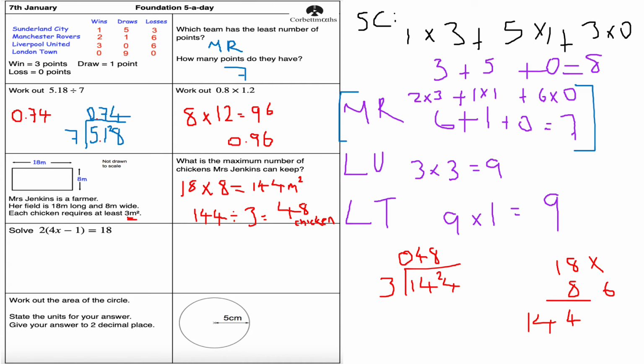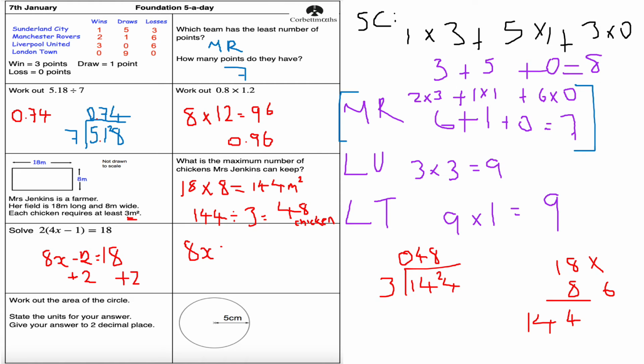Solve this equation. So what I'm going to do is expand the bracket. 2 times 4x is 8x. 2 times -1 is -2. Oops, should be a 2 there. Is equal to 18. I'm now going to add 2 to both sides. So adding 2 to both sides, I get that 8x is equal to 20.